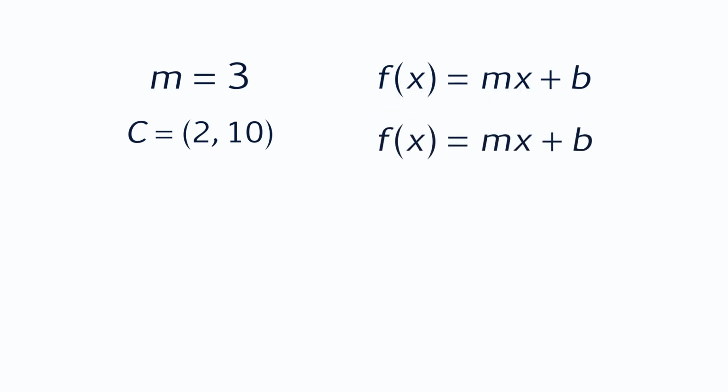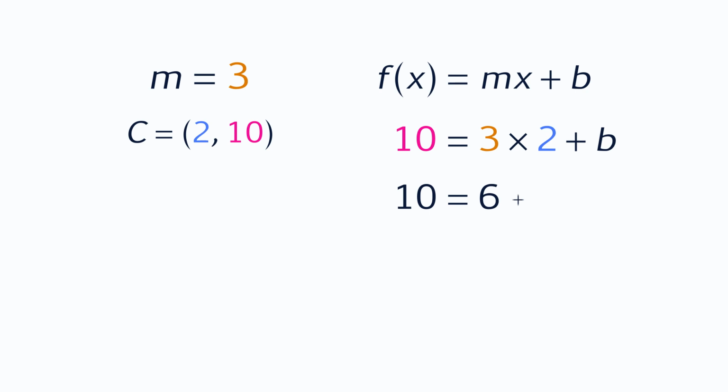Watch this. Insert the x-coordinate of point C at 2, 10, which is 2 for x. The y-coordinate of C tells us that f of x is equal to 10. Finally, insert 3 for m. Now you have the equation 10 equals 3 times 2 plus b. Solve the equation for b and you'll have your answer.